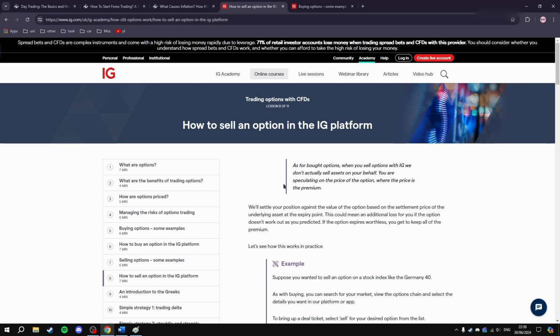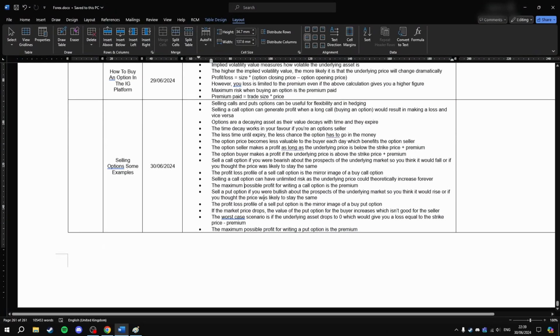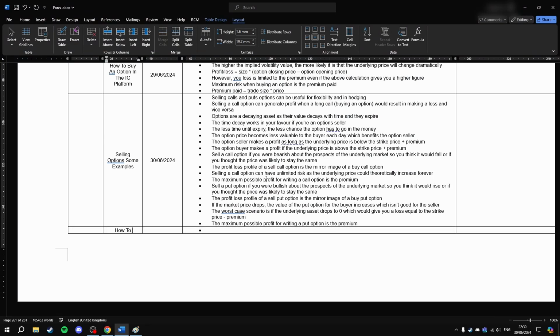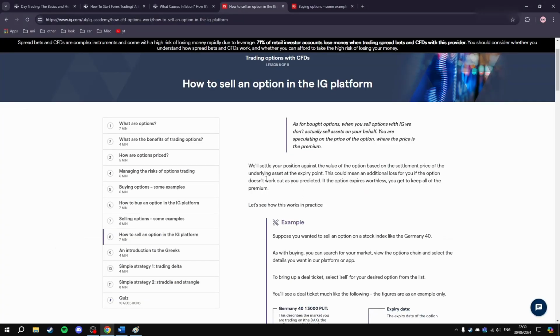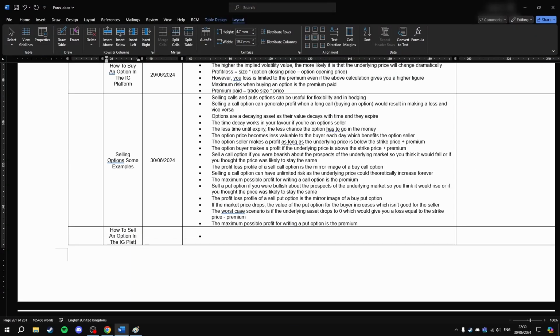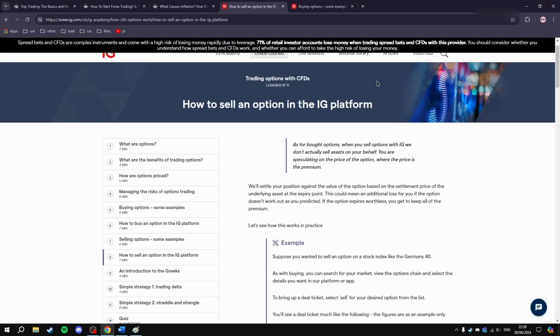So how to sell an option in the IG platform then? As for bought options, when you sell options with IG, we don't actually sell the assets on your behalf. You are speculating on the price of the option, where the price is the premium.